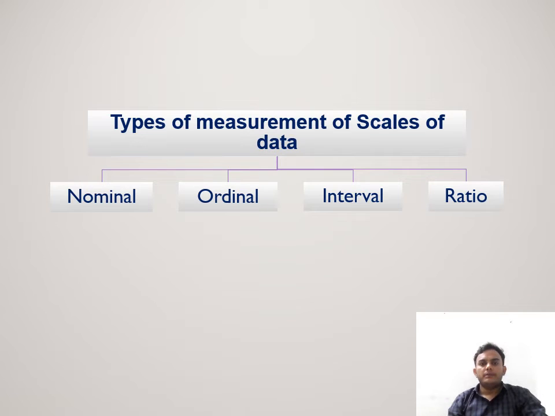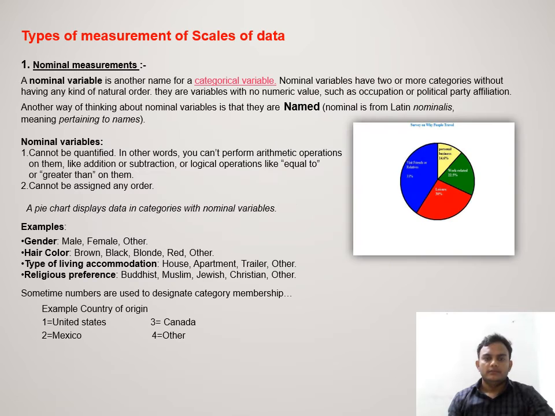Now, types of measurement scales of data: nominal, ordinal, interval, and ratio. First, nominal measurements. A nominal variable is another name for a categorical variable. Nominal variables have two or more categories without having any kind of natural order. They are variables with no numeric value, such as occupation or political party affiliation. Another way of thinking about nominal variables is that they are named only.